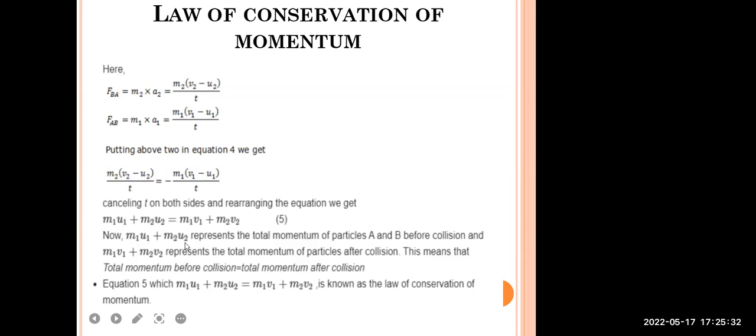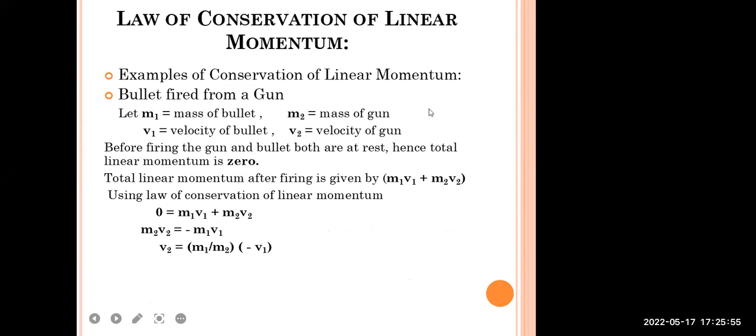M1U1 plus M2U2 is the total momentum of particles A and B before collision. M1V1 plus M2V2 is the total momentum of the particles after collision. So we can say that this is the law of conservation of momentum.